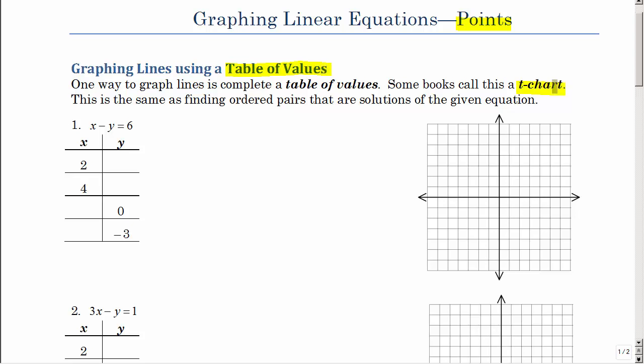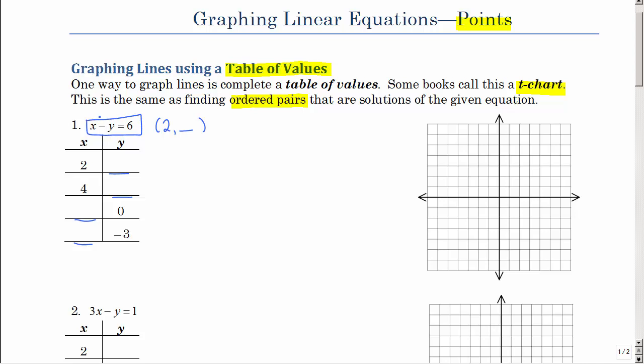Some books call that a T-chart, maybe because you're making a T, but they're just ordered pairs. And so these are solutions of the given equation. So very much like we did in the last lesson, they gave us ordered pairs like this, and we had to fill in the blank. Same thing. That's exactly what we're doing here. So we're going to fill in these 4 blanks. We're going to use this equation, but now, after that, then we're going to graph it.